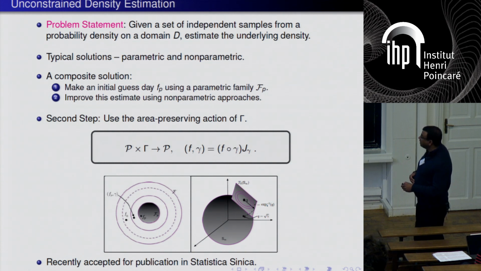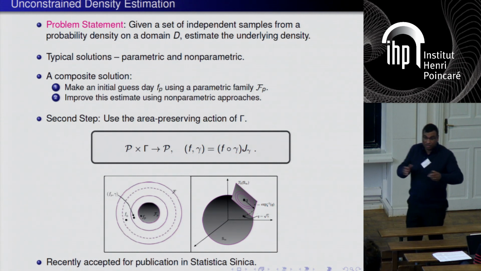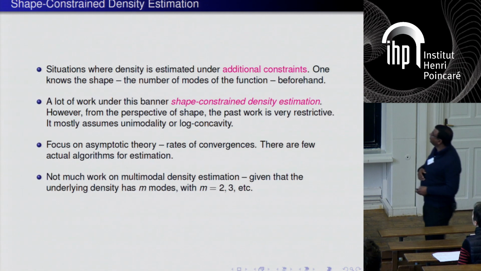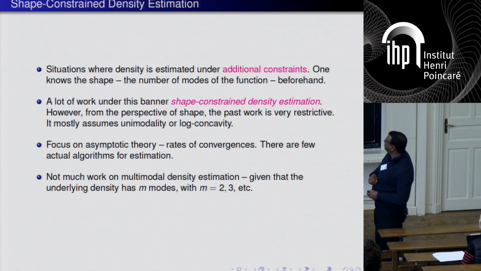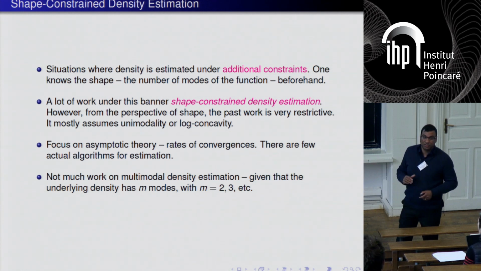So an initial guess within a parametric family, and then as we enlarge this diffeomorphism group, we cover larger and larger spaces. And one can show, as long as you have a good initial guess, this can be very much more efficient than the state-of-the-art methods, because it has lots of degrees of freedom for reaching densities. So this is a paper that is going to appear soon. But the problem that relates to this talk is shape-constrained density estimation.